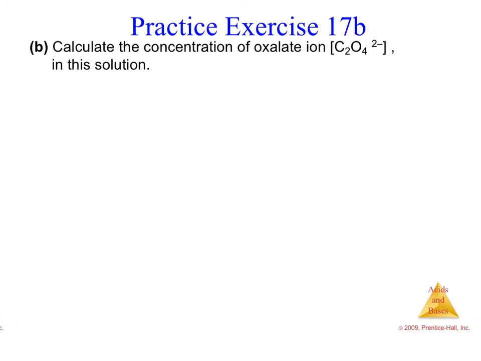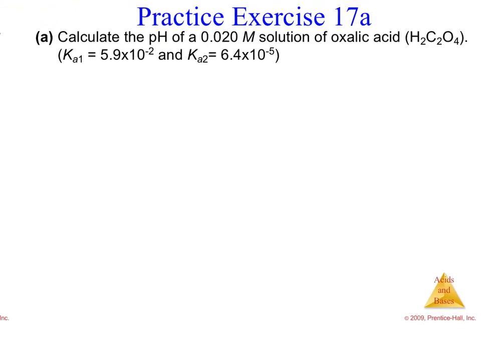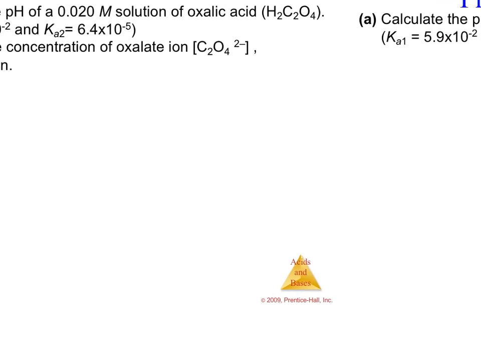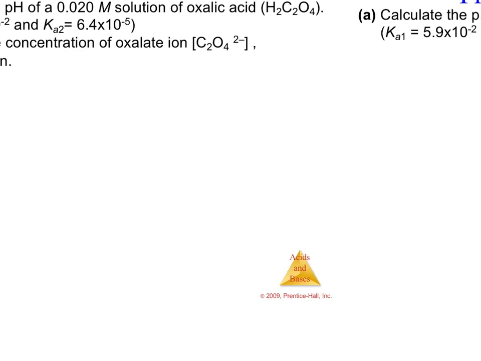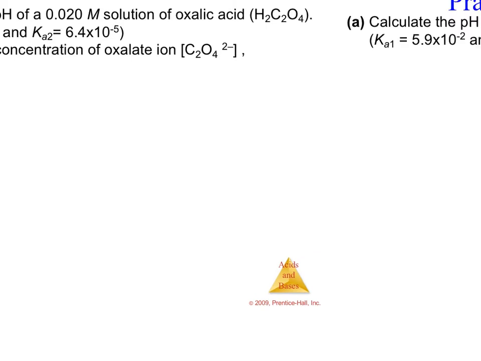Okay, so in practice exercise 17b, we're asked to calculate the concentration of oxalate ion, which is our C2O4 2 minus ion. And going back, I can see in my Ka1 and Ka2, my oxalate ion, C2O4 2 minus, is formed in my Ka2 reaction. So I'm going to need to use this equation to figure out my oxalate molarity.